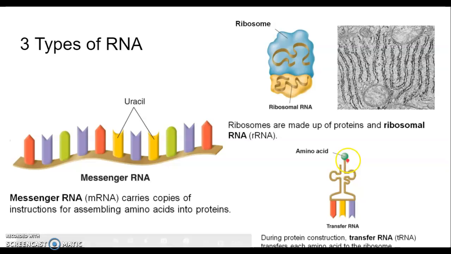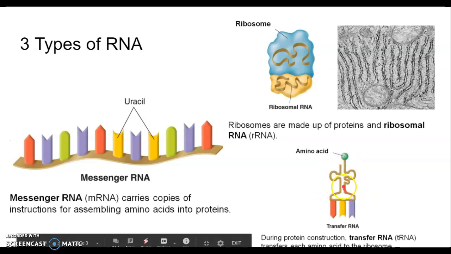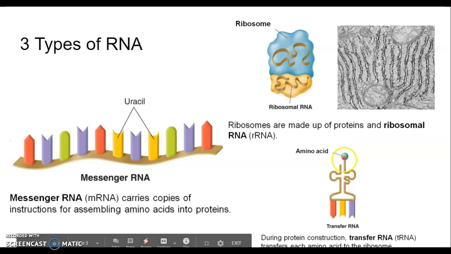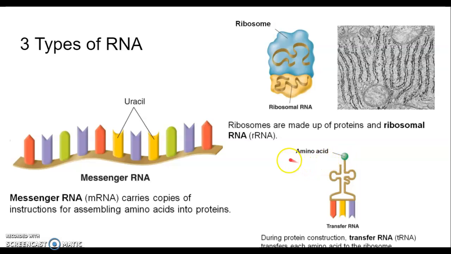Transfer RNA, this kind of looks like a 4-leaf clover type of thing, actually has a really important role of delivering the amino acid, the correct amino acid, to the ribosome, and that amino acid is going to be the building block for the future protein.